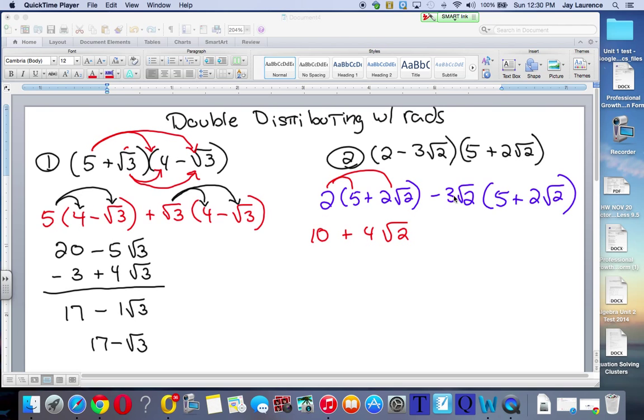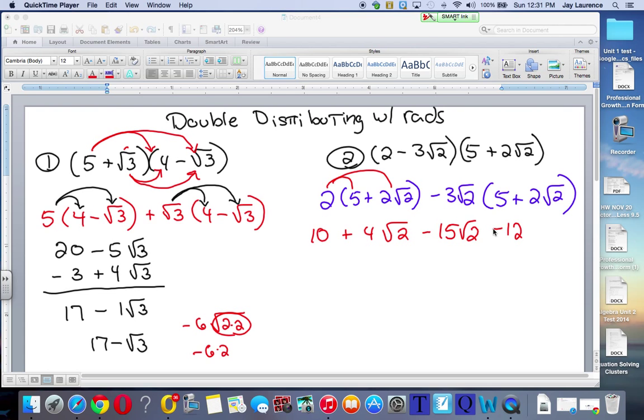All right, here I'm going to get negative 3 rad 2 times 5. Well, it'll be a negative 15 rad 2s. And then I'm going to do a negative 3 rad 2 times a 2 rad 2. Now that one gets a little complicated. It's not hard, but I'm going to kind of do it off to the side here. First of all, I'm going to do the negative 3 times the 2 and get a negative 6. Then I've got a rad 2 times a rad 2, which is a 2, and I'm going to bring that 2 out front. Negative 6 times 2. That's going to be a negative 12.